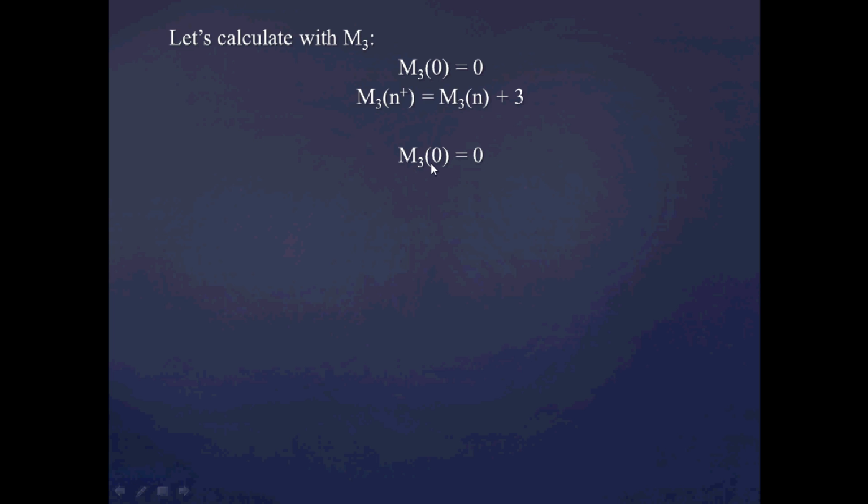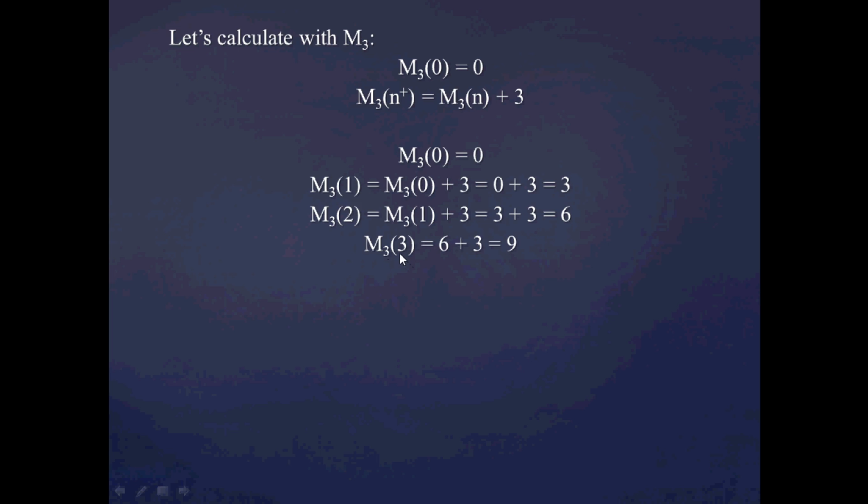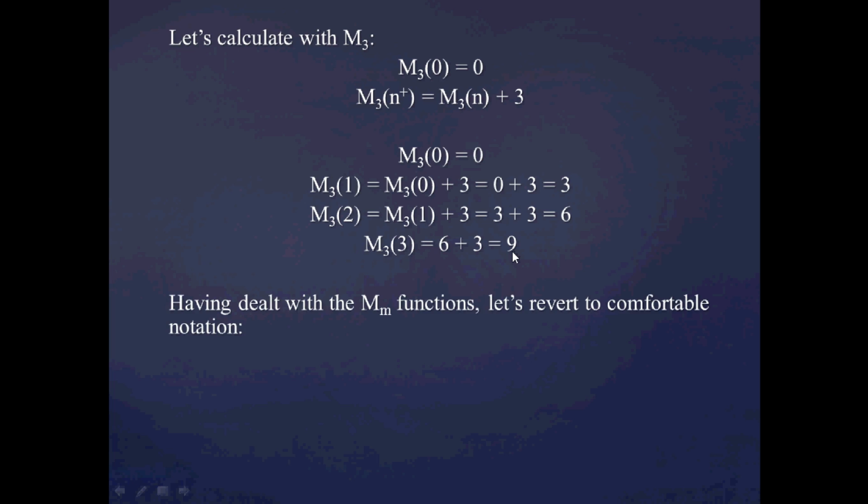So M3 of 0, which we're going to interpret as 3 times 0, is going to be equal to 0. M3 of 1 is going to be equal to M3 of 0. We know what that is, that's 0. So that's equal to 0 plus 3, which is equal to 3. And M3 of 2 is going to be equal to M3 of 1 plus 3, which is 3 plus 3, which is 6. And then continuing, M3 of 3 is equal to 6 plus 3. So you can see we're taking the previous number, just adding 3. That's going to be 9. So you can see that this sort of computation is going to make sense.